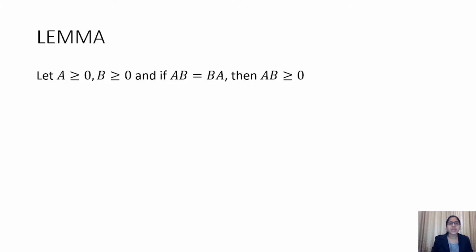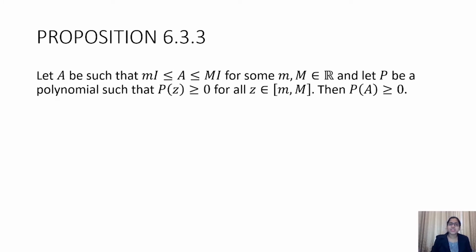So with the help of this we shall be proving the next proposition, that is proposition 6.3.3. It states that let A be such that m I is less than or equal to A is less than or equal to capital M I for some m comma M belonging to R. And let p be a polynomial such that p of z is greater than or equal to 0 for every z belonging to the interval m comma M. Then p of A is also greater than or equal to 0. This is what we have to prove.